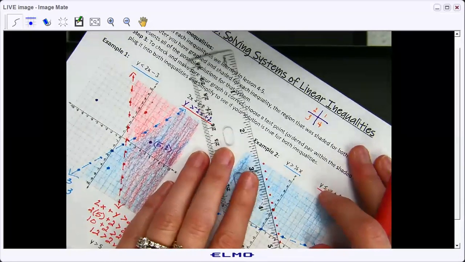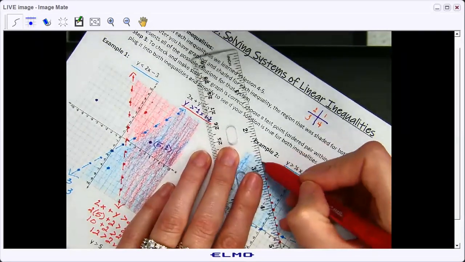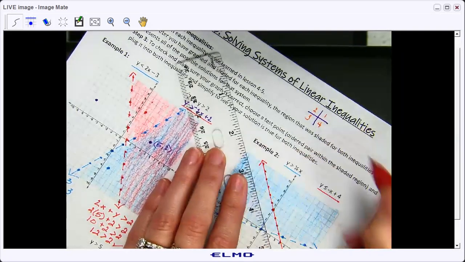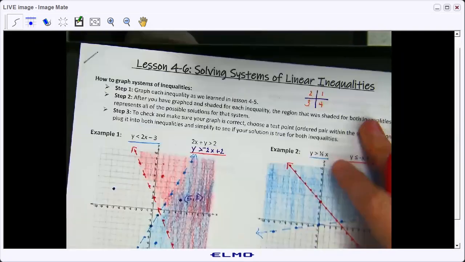Okay, are we going to have a solid or a dotted line? Solid. Shading above or below? Nope, you were right. Below.